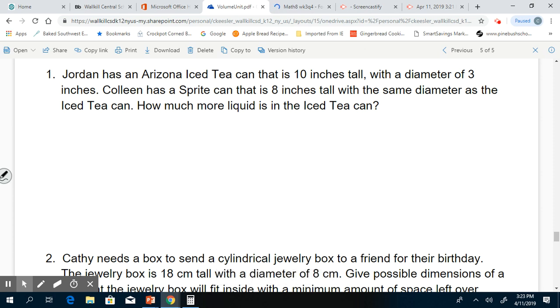Today we're going to be looking at some volume word problems. I'm going to do the first four problems with you. You're going to try the last two on your own.